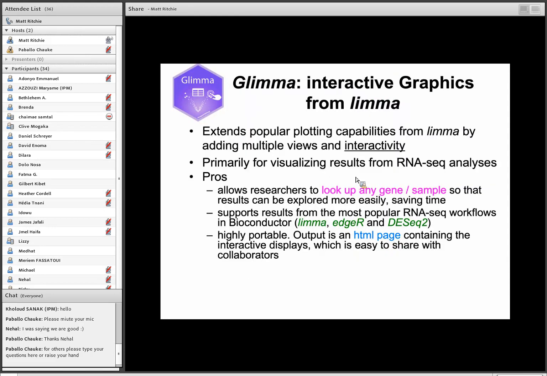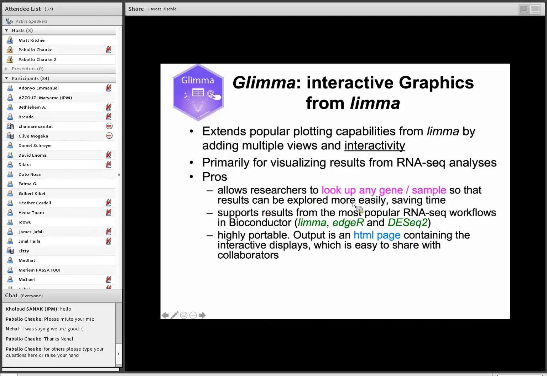So we thought it would be really cool to be able to connect these different displays, connect the plot with the table, and provide some interactivity so researchers can really explore these results in more detail. So this led us to develop a package called Glimmer, which stands for Interactive Graphics from LIMA, and to be able to make some of these common plots from the LIMA package more interactive so people can explore them at their leisure and look up any gene or any sample and to find out a little bit more about their data.